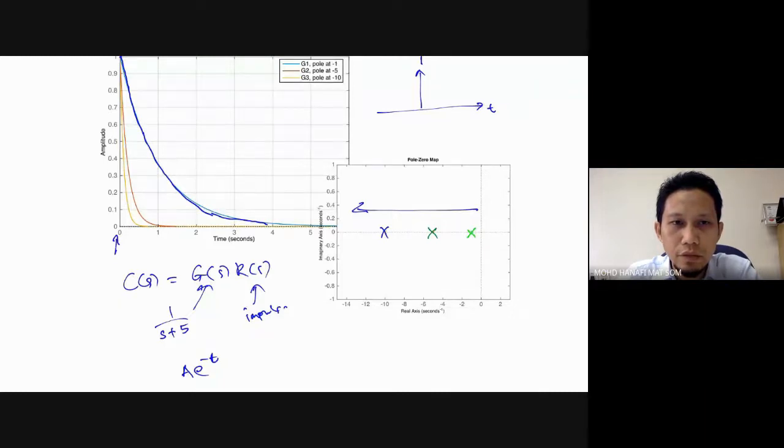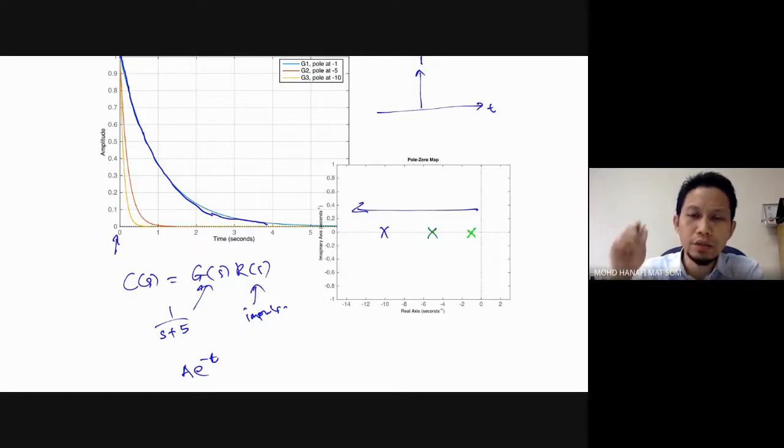This is a very important concept for you to understand. Any questions so far? No one. Okay. So I hope you understand this. So the essence of this is that the pole that is located far to the left of the S-plane decays faster as compared to the pole that is located near the origin. Origin means 0, near the origin.